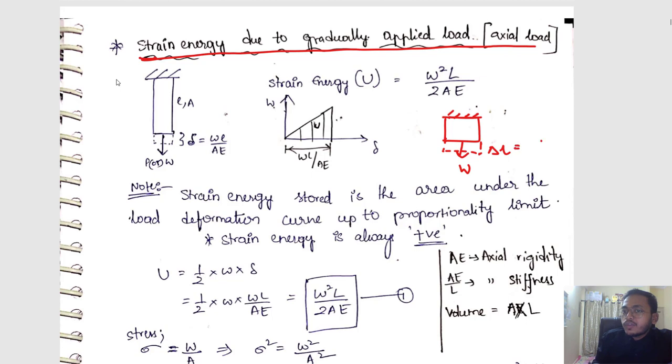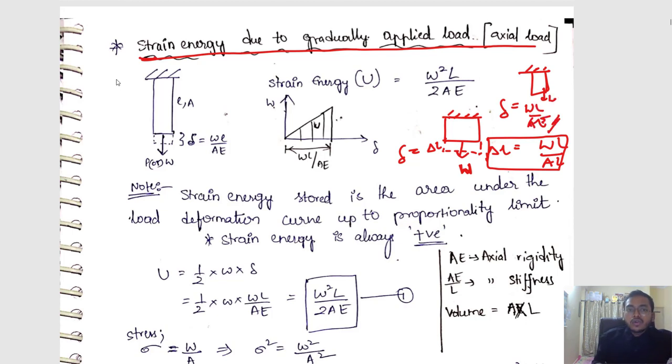Delta L will be equal to WL by AE, or PL by AE if it was P in place of W. I hope at least you remember this formula. Delta L is equal to WL by AE. This elongation is nothing but the deflection in this case. If there is some load hanging like this, the deflection will be WL by AE. Agreed? That's the same diagram which I have drawn here.